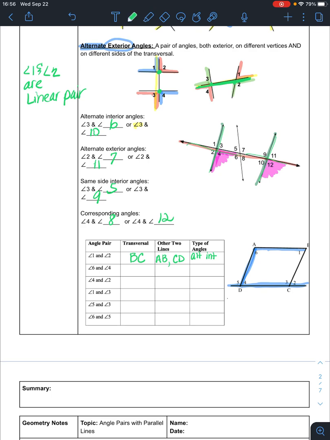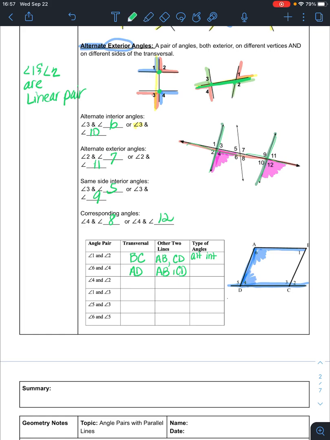Okay, your transversal, you're looking for the one line that touches both of the other two. So your transversal is AD. Your two other lines are AB and CD. Again, it won't always be that way. And then you look at what we're talking about. Here's 6 and here's 4.